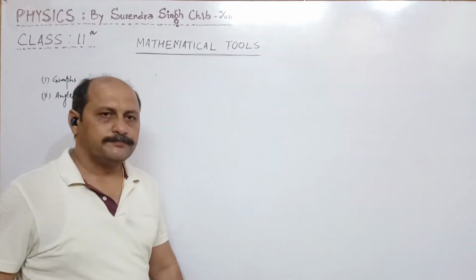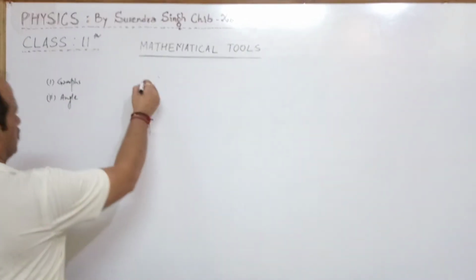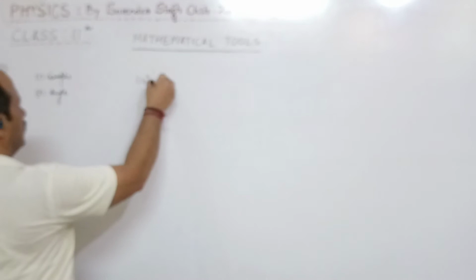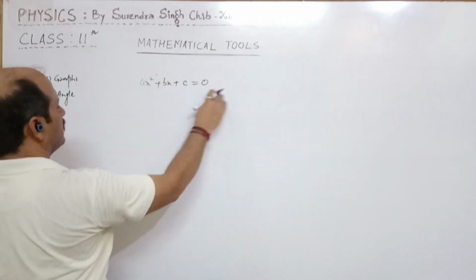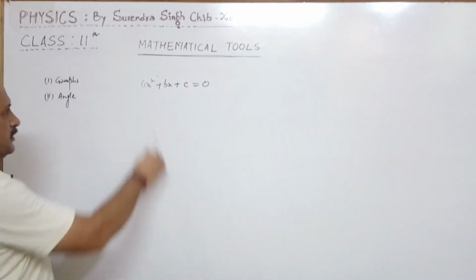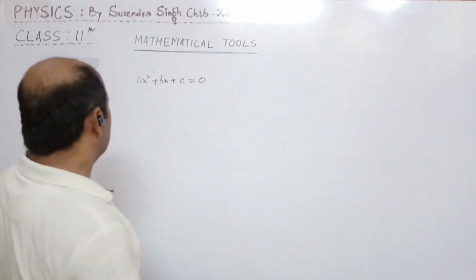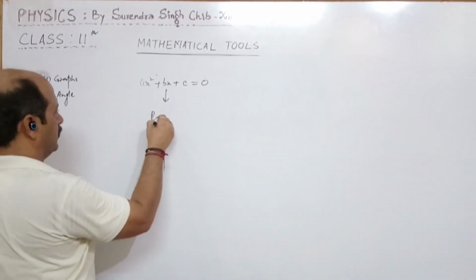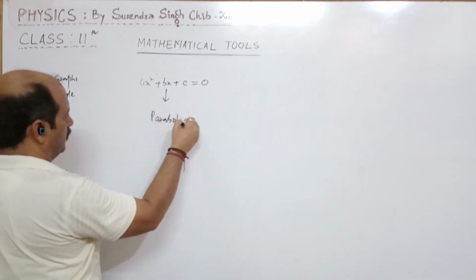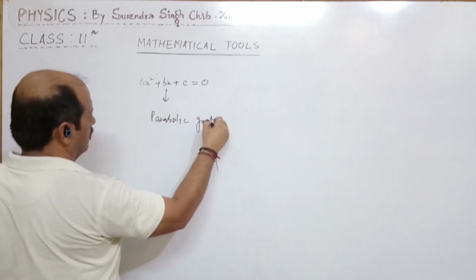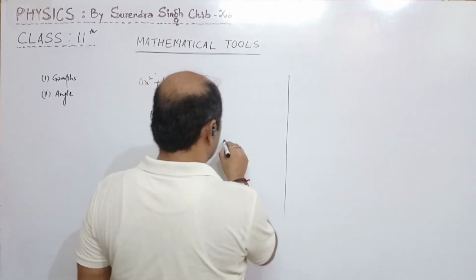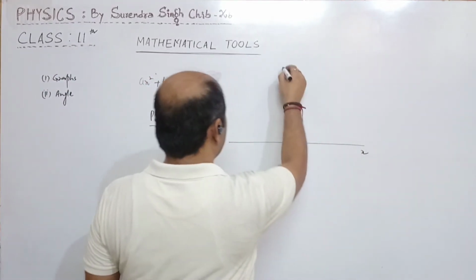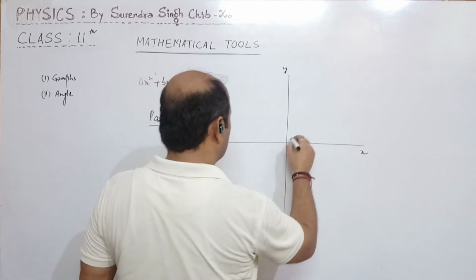Now let's do graph of a quadratic equation. Say for example, ax square plus bx plus c equals to 0, this is a quadratic equation. तो इनका ग्राफ हमेशा कैसा होता है? पैराबोलिक ग्राफ होता है इनका. Now parabolic graph, what do you mean by parabolic graph? For example, this is x axis, this is y axis. तो ऐसा भी हो सकता है हमारा ग्राफ.